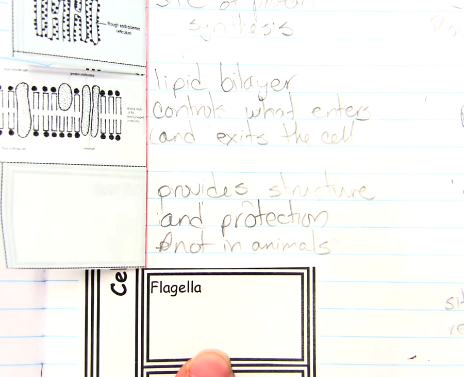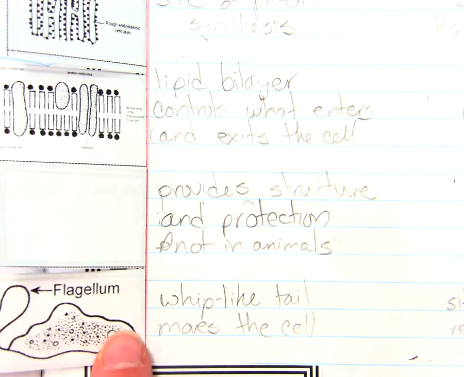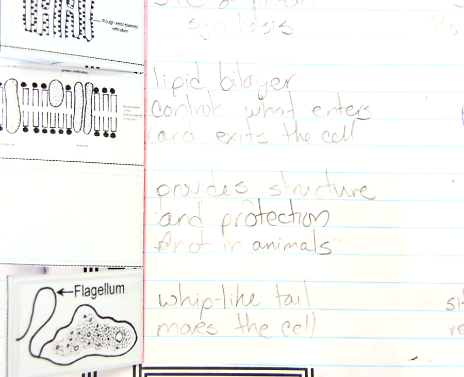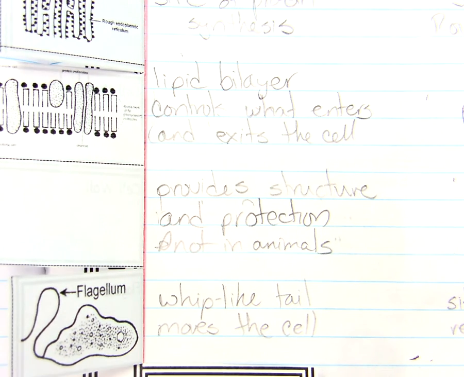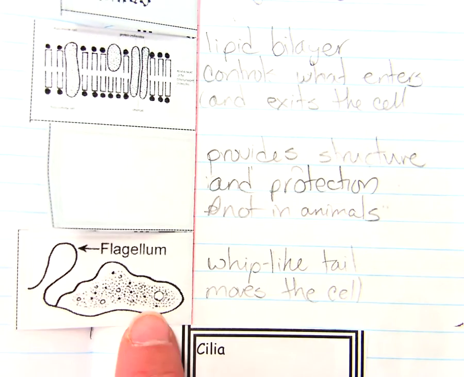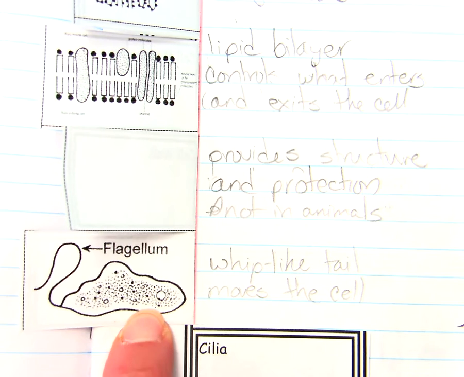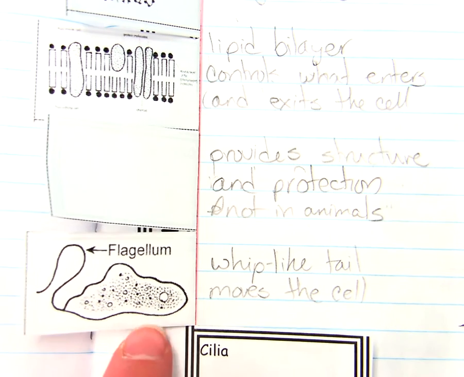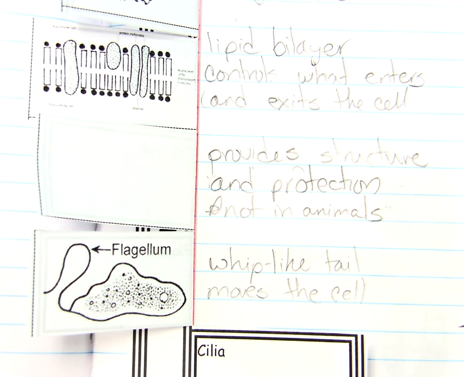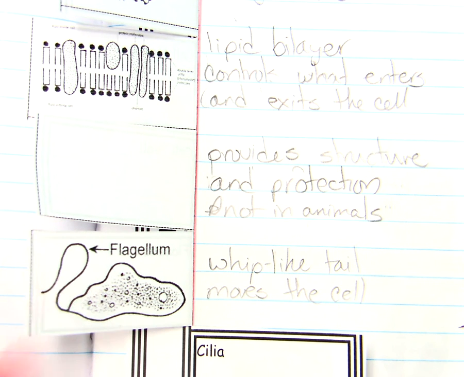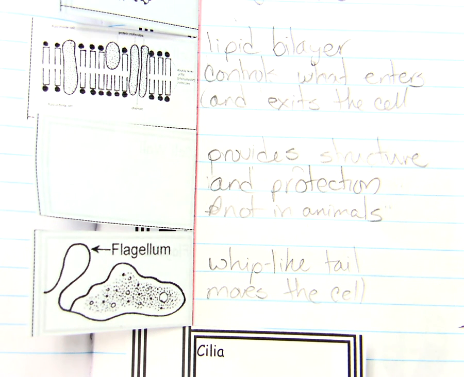Our next structure is a flagella. This is a whip-like tail found on a cell, especially when we have single-celled organisms, and it helps move the cell. In your bodies, there are some cells in your lungs that have flagella on them. That's what helps when you cough to help get rid of dirt particles and things like that in your lungs.